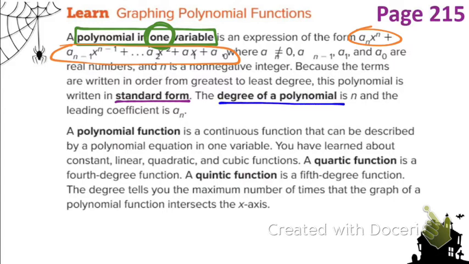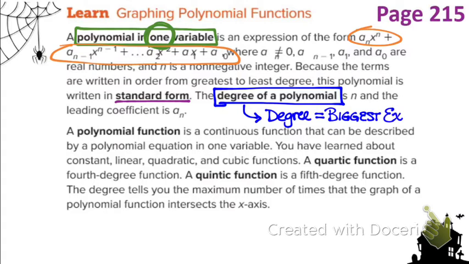The degree of the polynomial is going to be the same as the biggest exponent. Please go ahead and write this in your book. Degree equals biggest exponent. Write that into your book, please, because your book has a lot of math-ese around there, and I'm trying to just draw out the biggest, most important ideas.